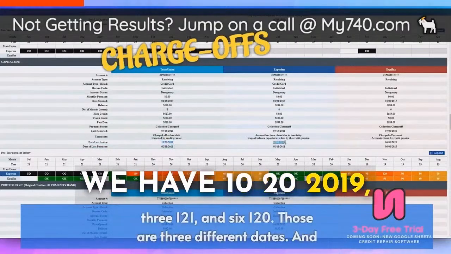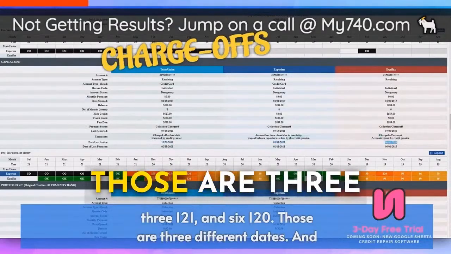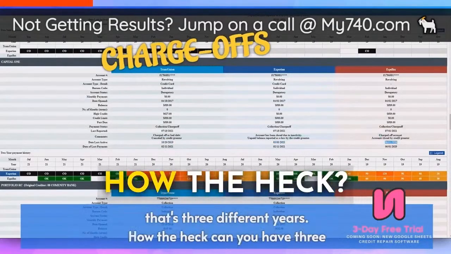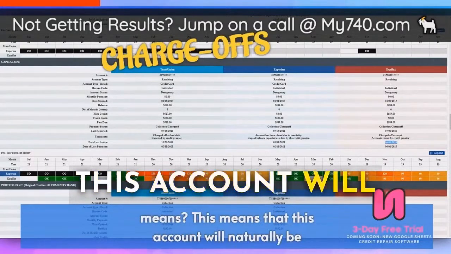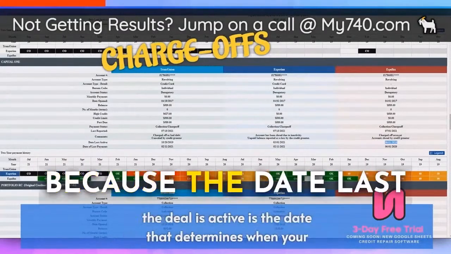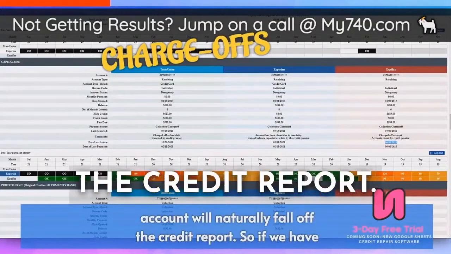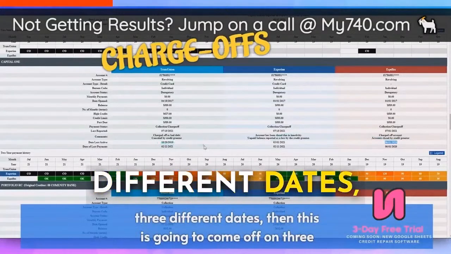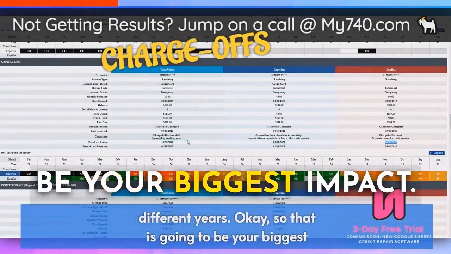2019, 3/1/21, and 6/1/20. Those are 3 different dates. How can you have 3 different years in the date last active? This means that this account will naturally be removed 3 different times. The date last active is the date that determines when your account will naturally fall off the credit report. So if we have 3 different dates, then this is going to come off in 3 different years. That is your biggest impact.